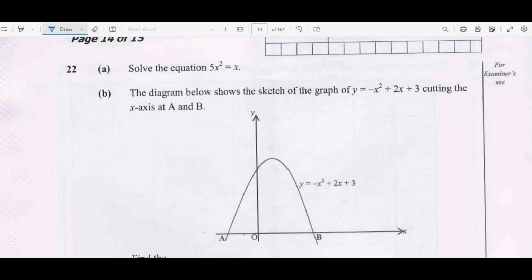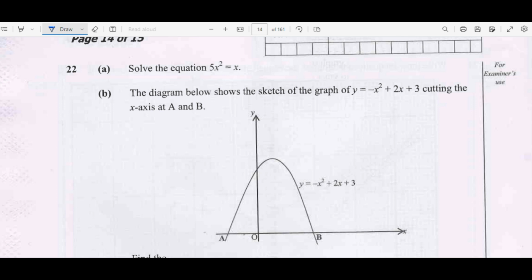Welcome folks. We have two questions. The first one, we are trying to solve a quadratic equation. Then the second one has to do with quadratic but a bit of graphing, right? So let's look at the first question, question A.